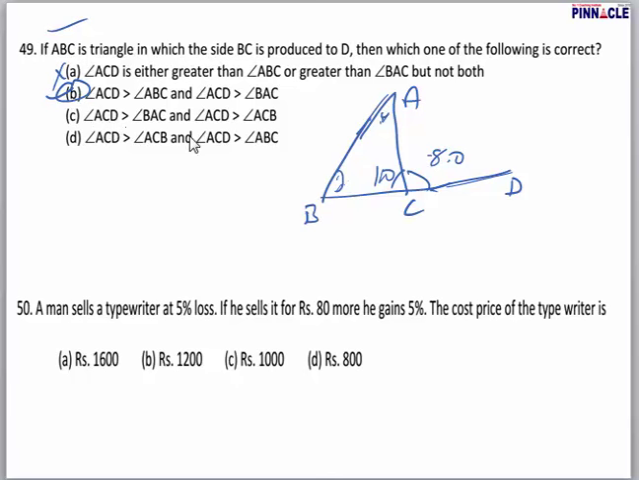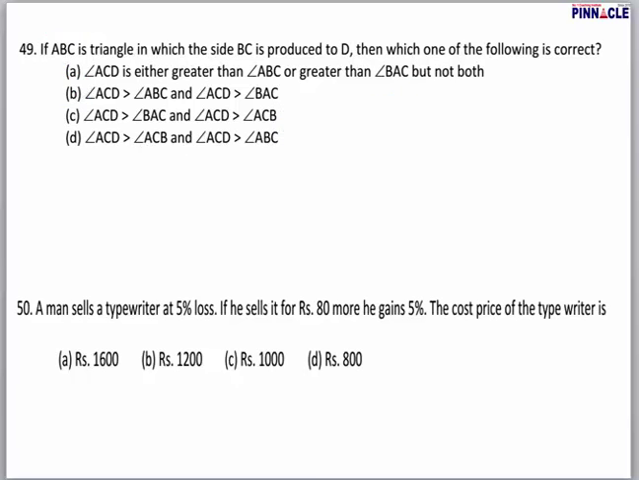Let ACD be 80, we have taken as an assumed value. BAC, for example, 40, then ACD is greater than ACB. This is not possible. If it is 80, this cannot be 100% true. So this is wrong. If it is more, we can take more than ACD.